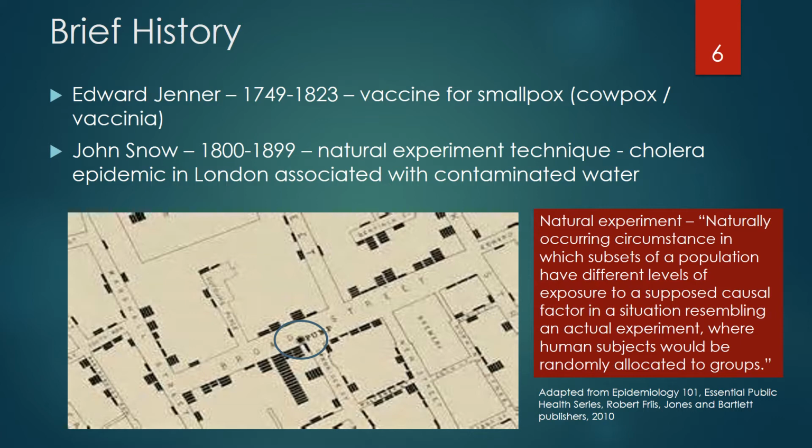His method was what is termed in epidemiology a natural experiment that is still commonly used today. A natural experiment is defined as a naturally occurring circumstance in which subsets of a population have different levels of exposure to a supposed causal factor in a situation resembling an actual experiment, where human subjects would be randomly allocated to groups.